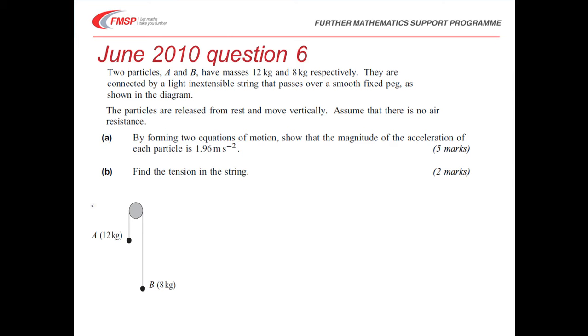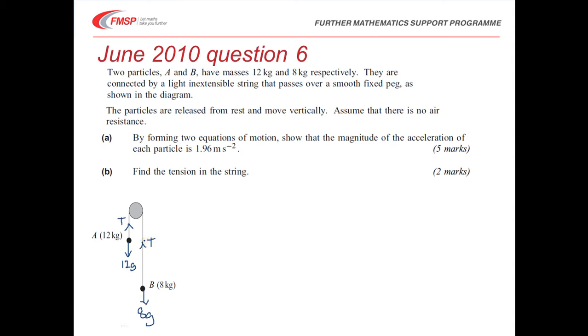So we first of all need to have a nice clear diagram. So let's think about the diagram. So we have a mass of 12 kilograms, so that's going to give us a weight of 12g, and then there will be tension acting upwards, we call that T, and then a mass of 8 kilograms, so a weight of 8g, and again there's tension which will be acting upwards. It's a smooth peg, the tension will be the same on either side of the peg.